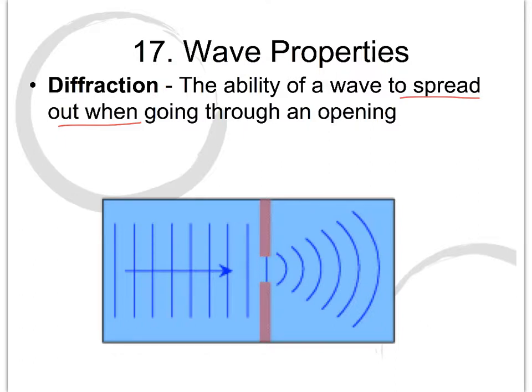And what we see is they don't just go straight through like this. We might expect that there would just be a small, narrow wavefront going through. Instead, what happens is that the wave spreads out going through the opening. It kind of looks like the Wi-Fi symbol here, but it spreads out. And that's diffraction, the ability of a wave to spread out when going through an opening.